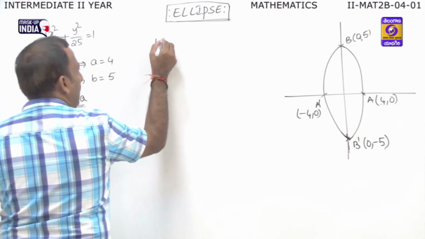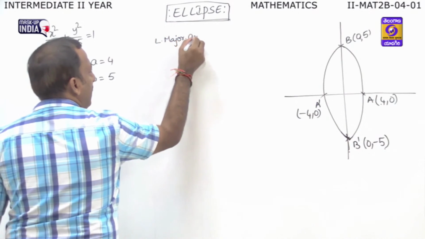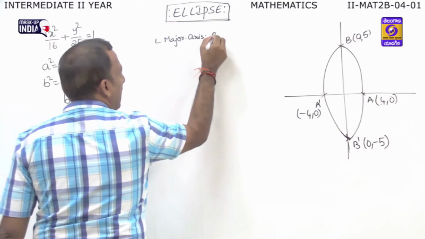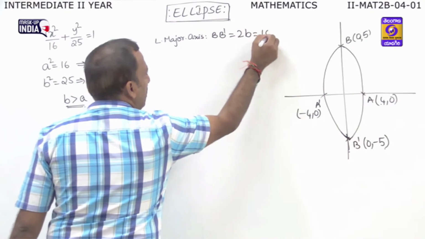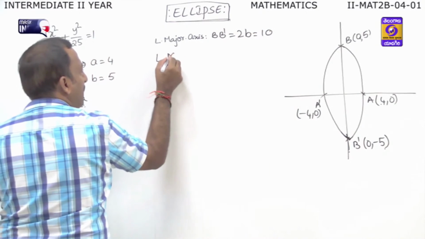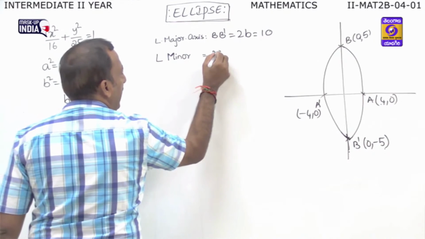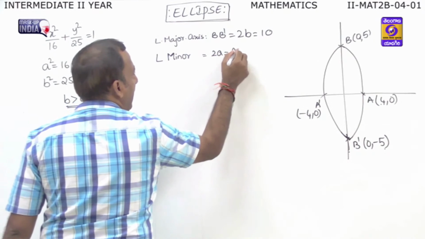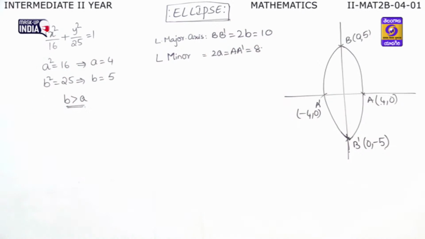Now next, length of the major axis. What is it here? BB dash, that is equal to 2b is equal to 10. Length of the minor axis is equal to 2a, that is AA dash. What comes here? That is 8.